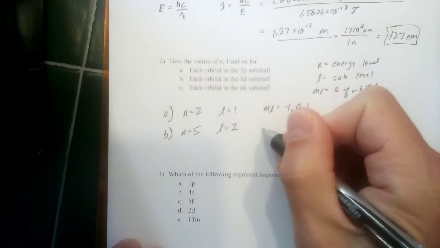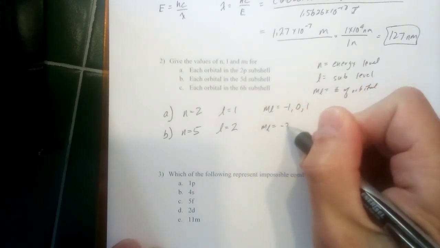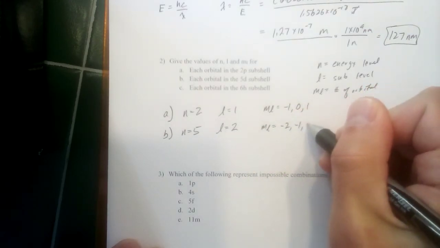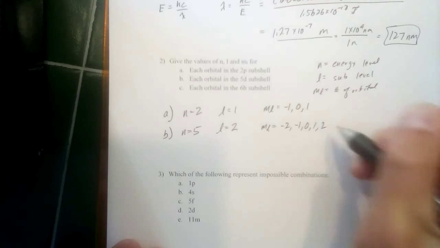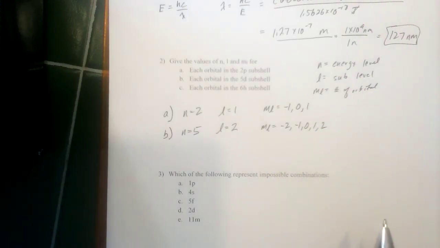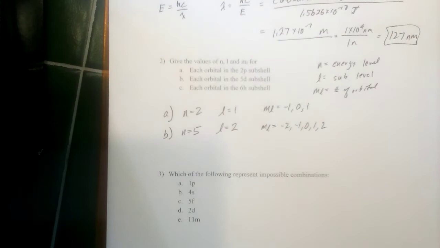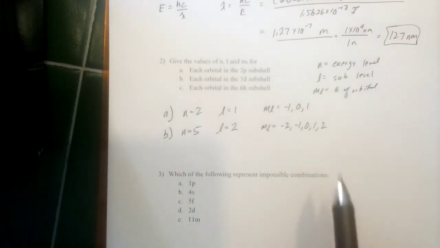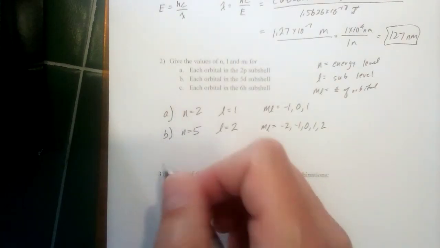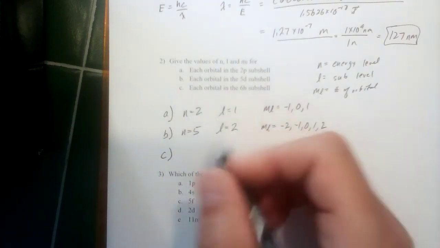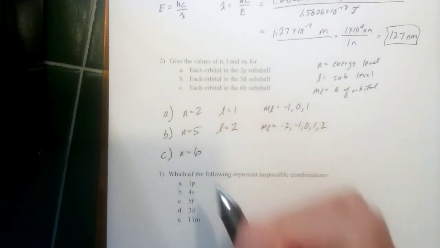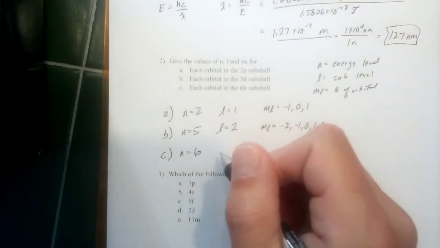Now, if L is equal to 2, that means M sub L will span from -2 up to +2. So there will be 5 possible values for M sub L. And the way that kind of relates to electron configuration is that there are 5 orbitals in every D subshell or sublevel. For C, 6H, so that again would be the 6th energy level, so N is equal to 6.